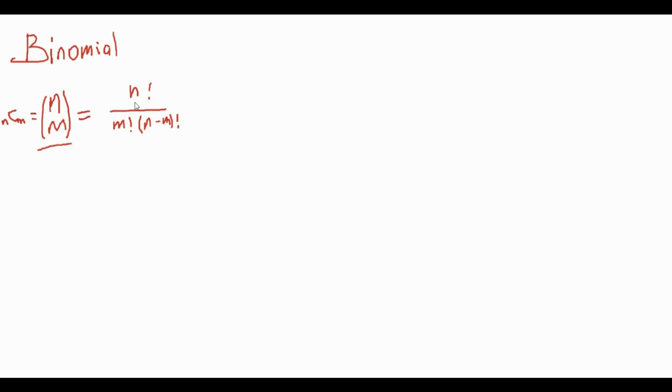Now, for the definition, n factorial over m factorial times n minus m factorial, if you're not sure what a factorial is, n factorial is just equal to n times n minus 1 times all the way to 2 times 1. So 4 factorial would be 4 times 3 times 2 times 1, which is equal to 24. Alright. So this is what a binomial is.